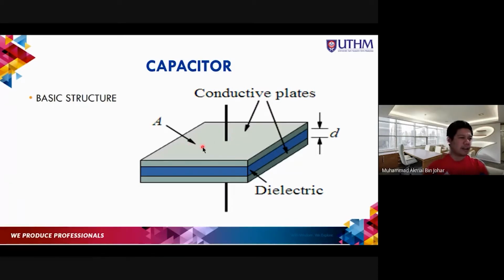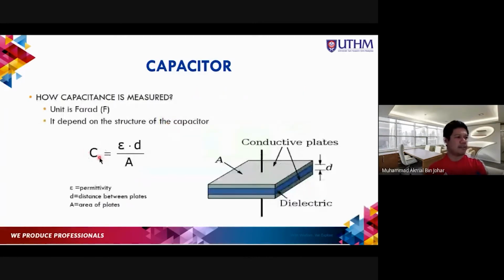The parameter that governs the value of capacitance is stated here: C is equal to epsilon A over D. So D is the gap. The bigger the gap, the smaller the capacitance value. The bigger the area, the better the capacitance value. And you have the parameter epsilon, which is the permittivity of the material between this gap.